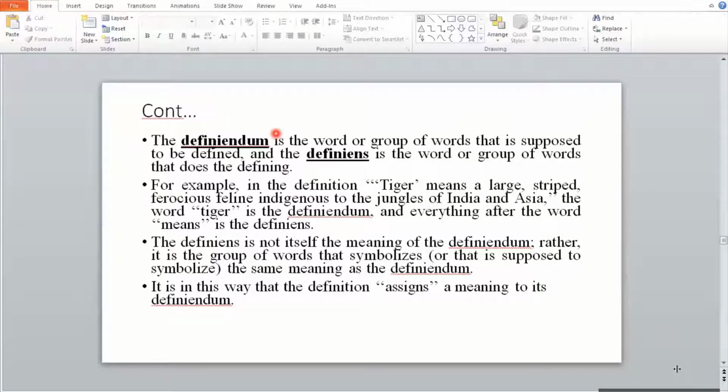When we say the definiendum, it is the word or group of words that we are supposed to define. On the other hand, the definiens is the word or group of words that will tell the definition, the defining.